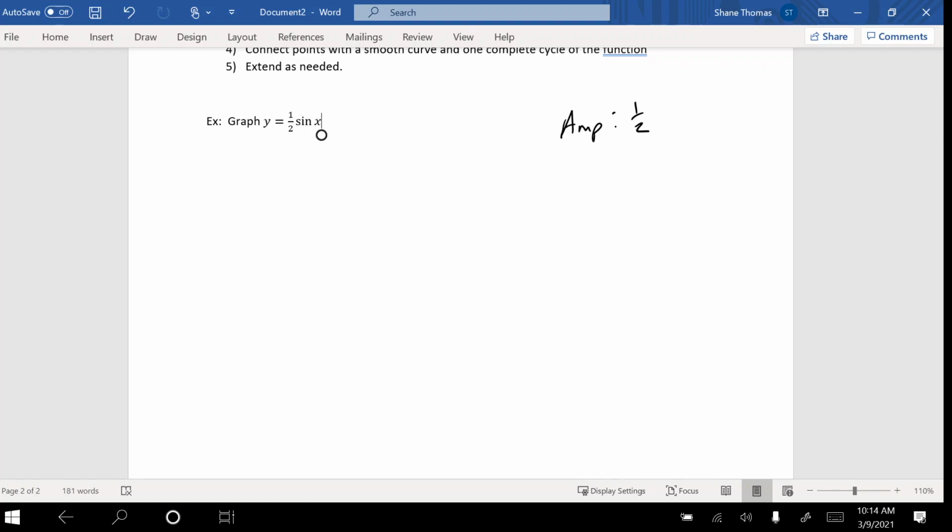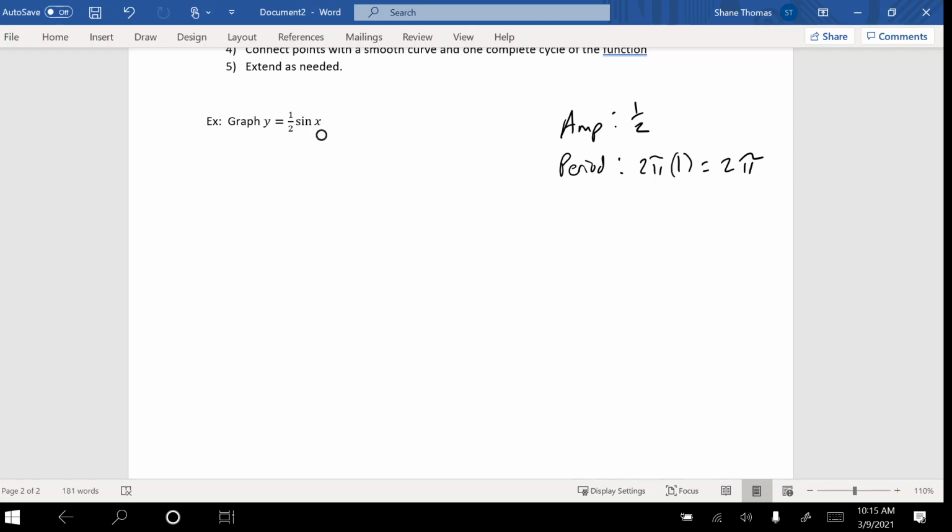Your period. To find your period, all you have to do is take whatever is with your x value. Is there a number with your x value? No. So it's just 1, and you take 2 pi divided by that. So for this case, our period would be 2 pi over 1, which is 2 pi. So it takes 2 pi for 1 revolution for us.